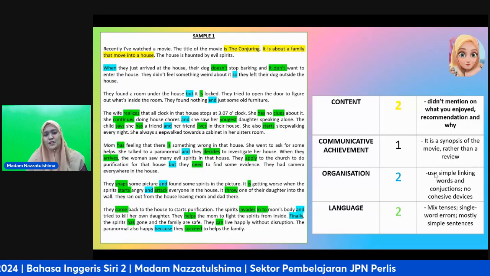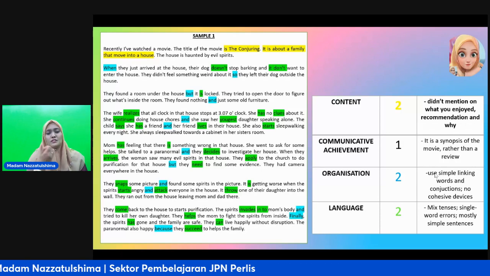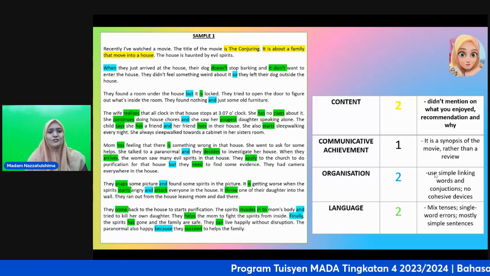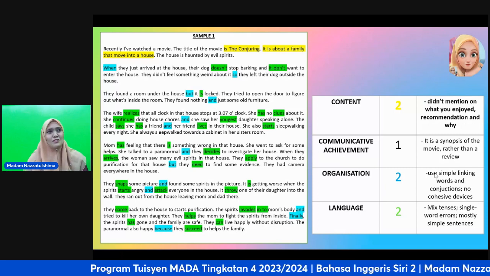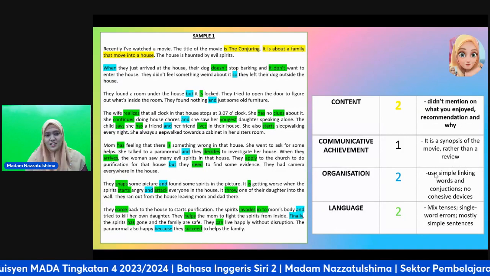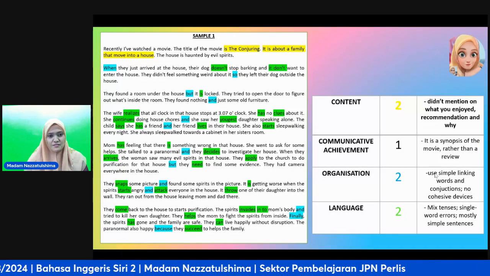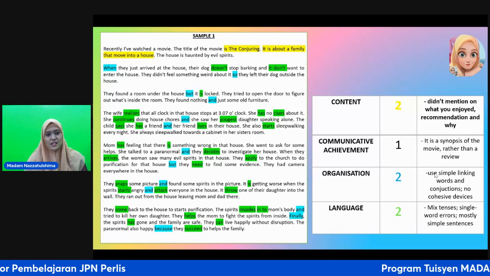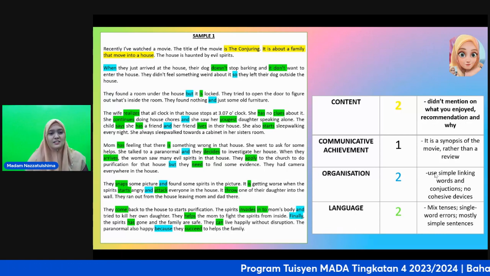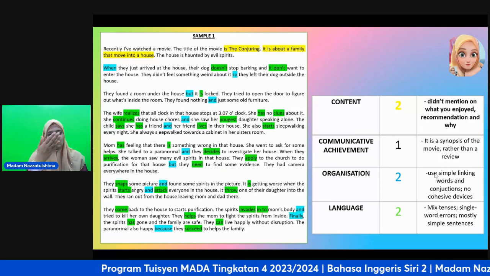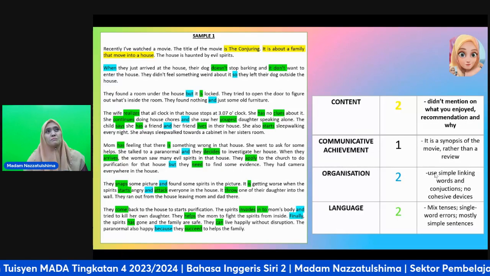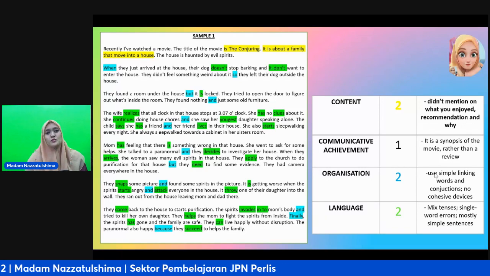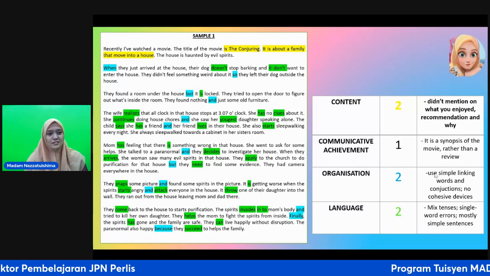Okay, so communicative achievement: because you do not provide all the information, you cannot hold the reader's attention. So that is why you get only 1 mark over there, because you only provide the synopsis, not the information about the movie. Organization: they are using only the conjunctions and, but, so, and because, so that's why you get only 2. Next, language. There are mixed tenses. When you already watched a movie, you can use the past tense. If you want to use the present tense when you are telling the story, make sure you are using the present tense. Do not mix up the tenses.